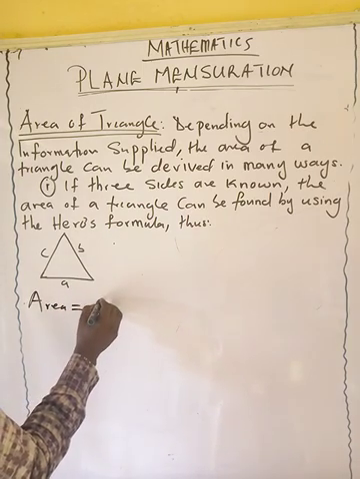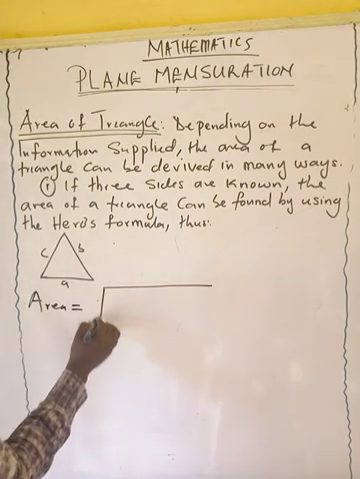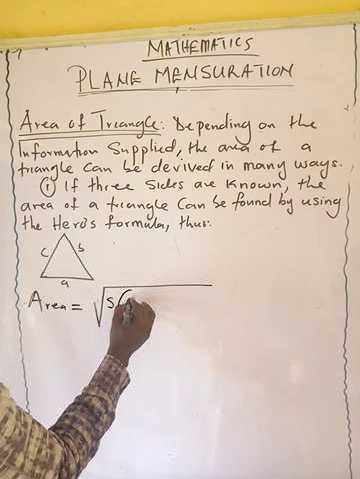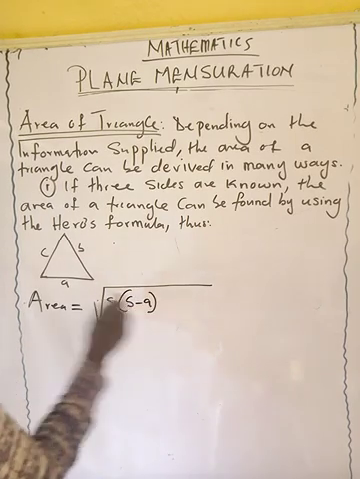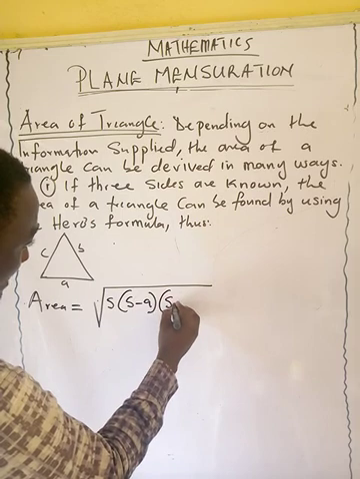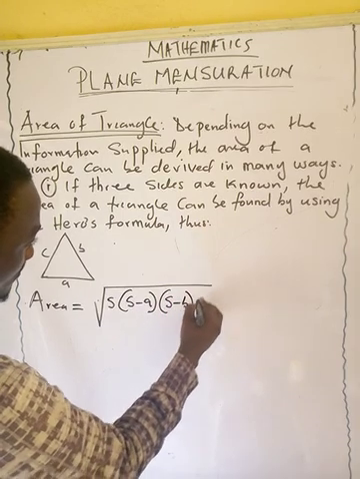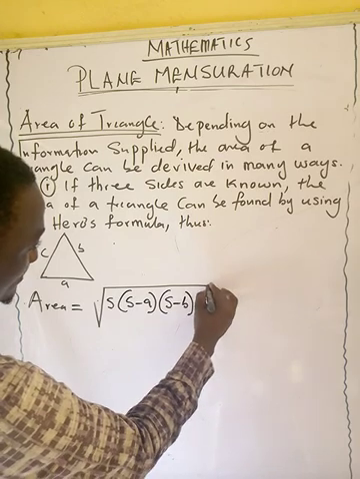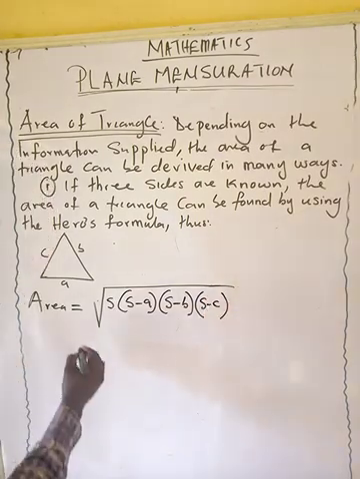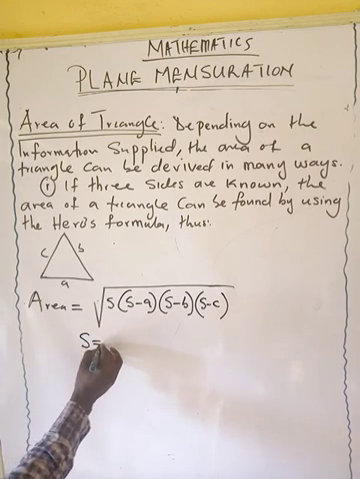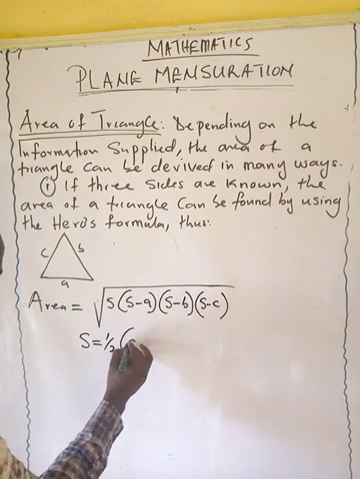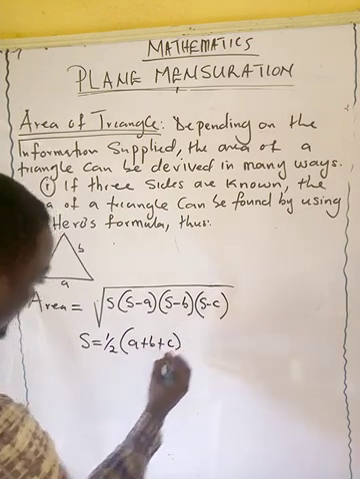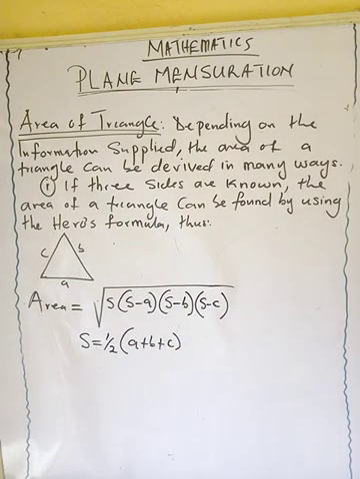Hero's formula for calculating the area of a triangle will now be the square root of x into bracket x minus a, times bracket x minus b, times bracket x minus c. Then to get our x, it will be half of a plus b plus c. This is Hero's formula to calculate the area of a triangle.